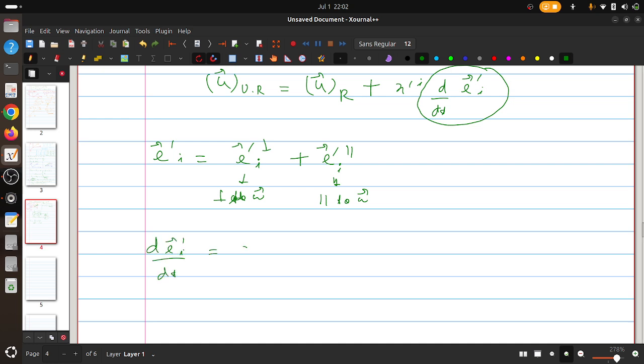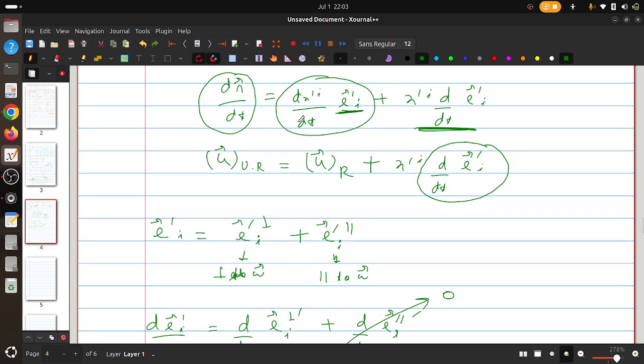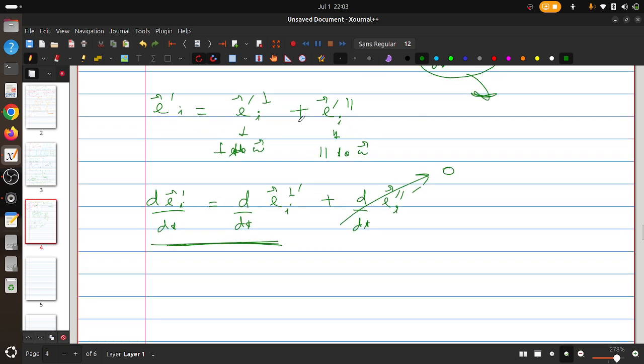So when I differentiate this thing, it would be d by dt of e_i prime perpendicular plus d by dt of e prime parallel. Let me just rewrite this thing. So don't be confused, this is parallel and this is just prime. Anyways, this factor is going to be 0 here because this is a component parallel to the rotation axis. So now our problem of determining the expression here is reduced to finding d by dt of this perpendicular component.